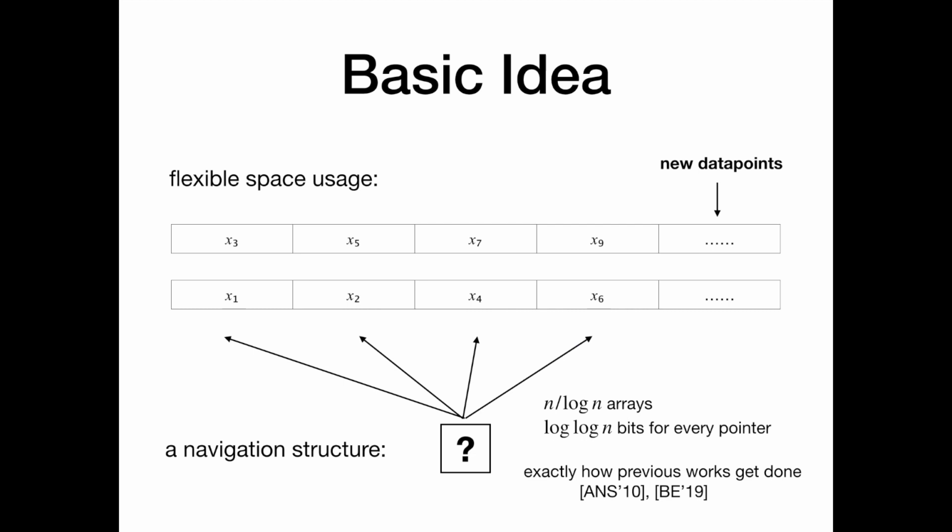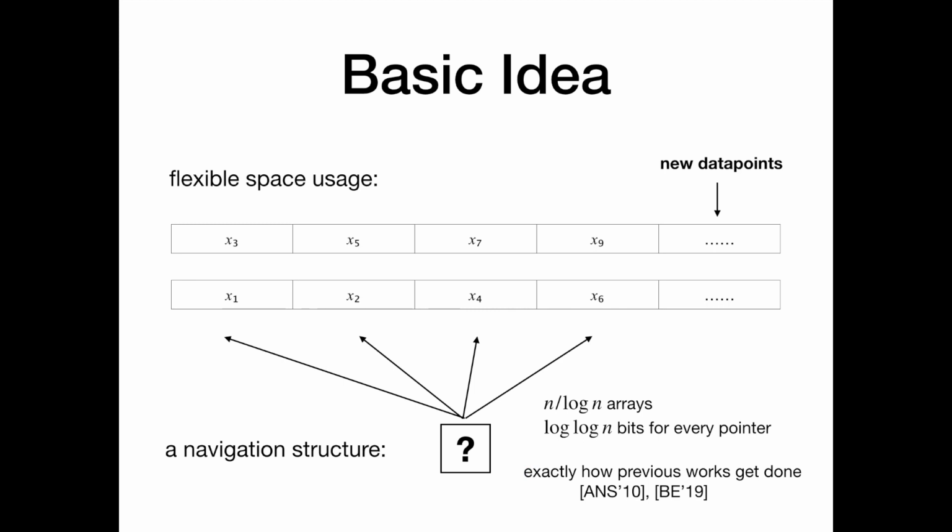Let's review the computational model. In this model, the data structure is represented as several extendable arrays. Since the data structure is succinct and we have only constant worst-case operation time, the new data point almost has to be stored at the end of one of the extendable arrays. To answer the queries, we need a navigation structure to help us retrieve the relevant data point.